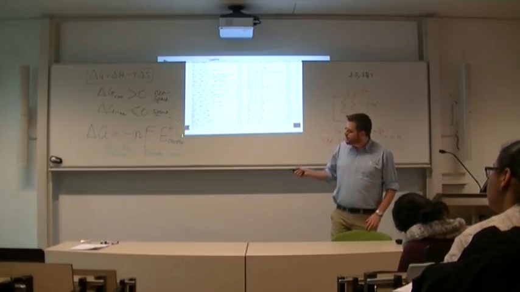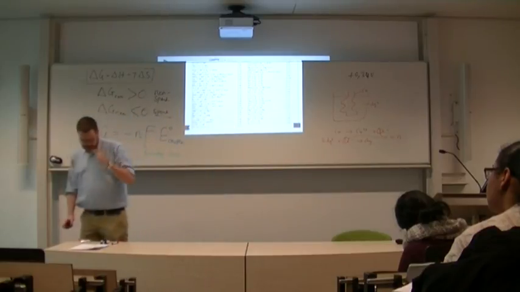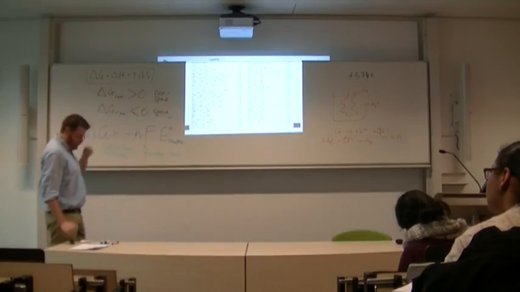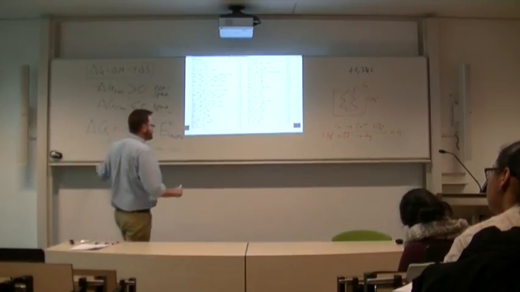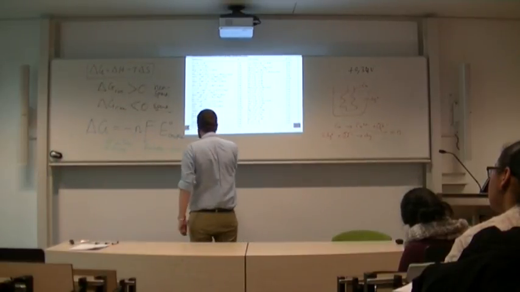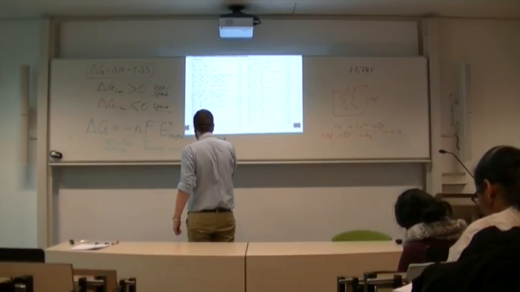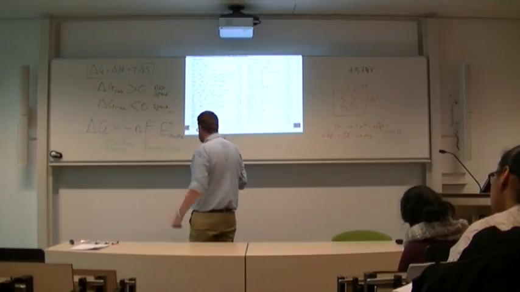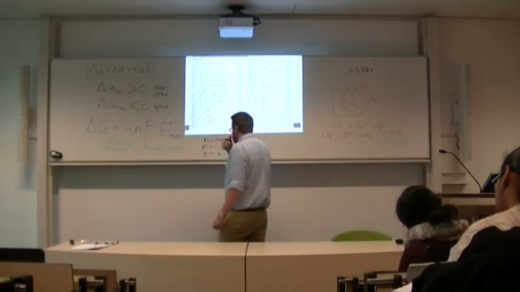So this beautiful equation links free energy with potential. And just a note on the units. The units for n is mole. The units for F, the Faraday constant, which is a constant, is coulombs per mole, and E is in volts. So what do we end up with as a unit?